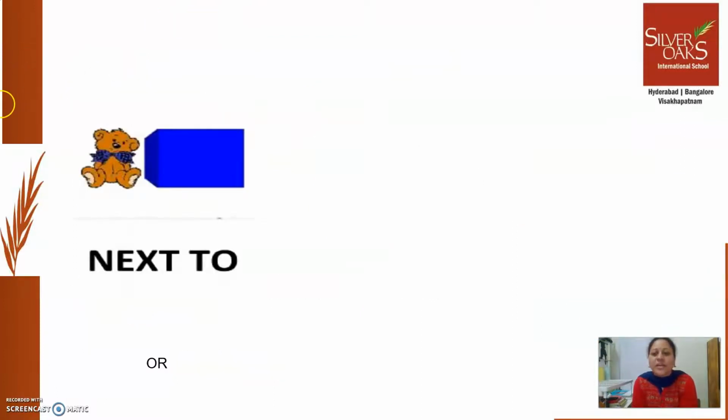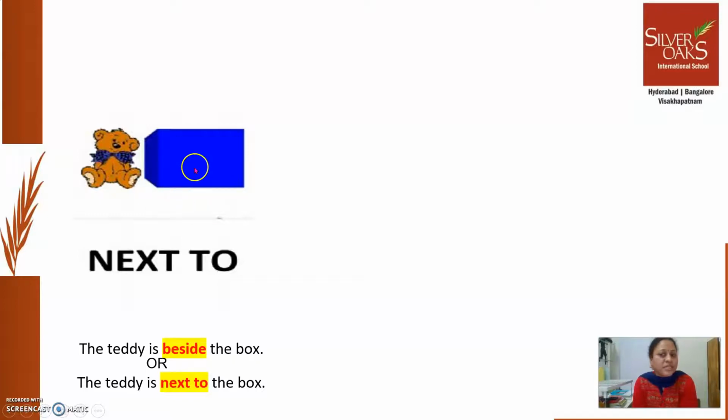Okay. Next to. So where is the teddy? The teddy is next to the box. Instead of next to, we can also use beside. Beside and next to, both are the same. Just like, see, there is a table beside me. Or I can also say, there is a table next to me. So the teddy is beside the box, or you can also say, the teddy is next to the box.